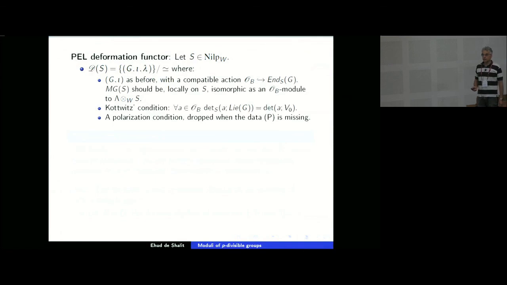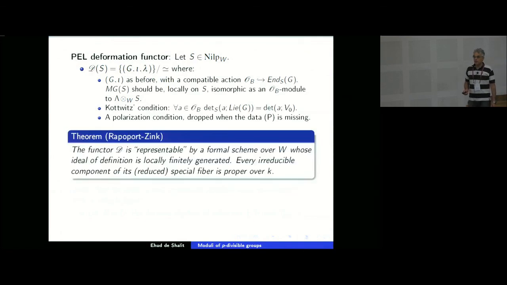And now you enrich also the deformation functor by considering not only G iota, but G iota and lambda. Lambda refers to the polarization, which we have not added. It can be added in general.